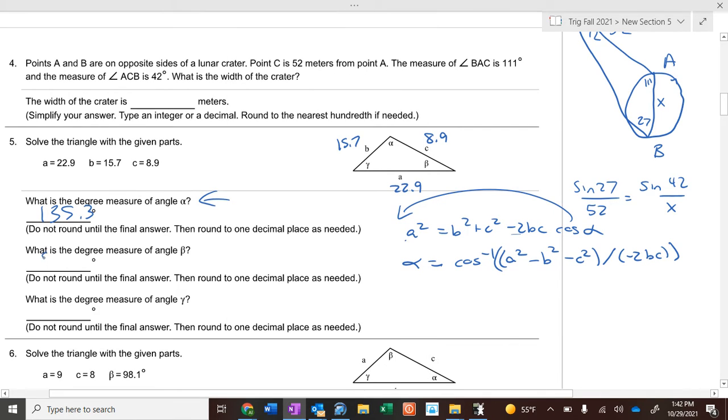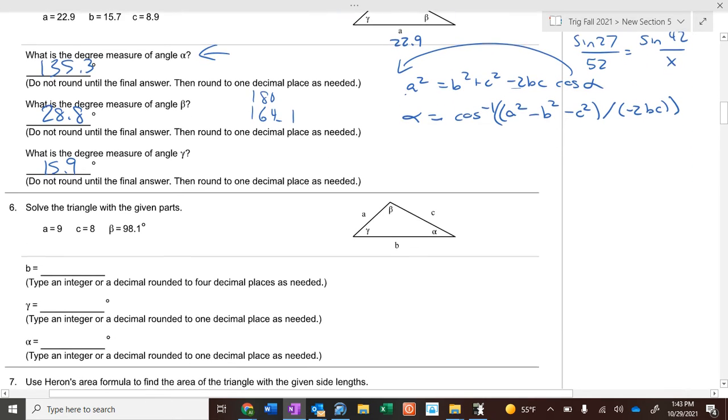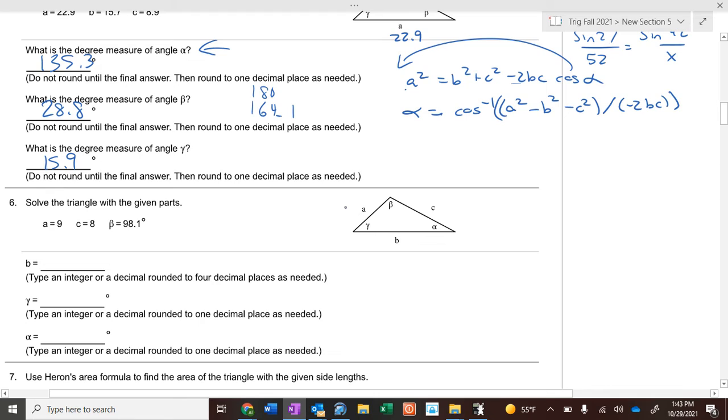That's 28.8. And then if you add these two together and subtract them from 180, so this is 164.1. If you add them together, subtract them from 180, you get 15.9. Okay? So that's side, side, side. And then you hit side, angle, side with 9, 8, and 98.1.